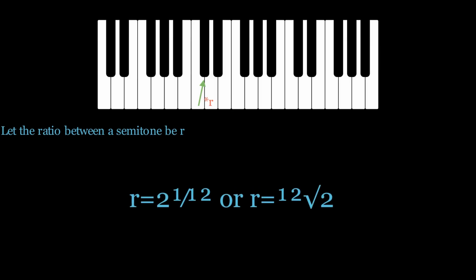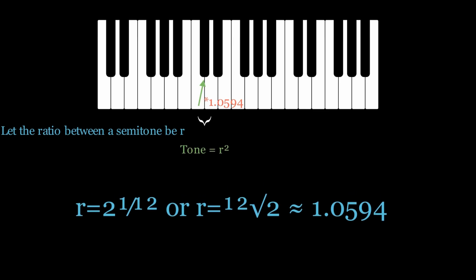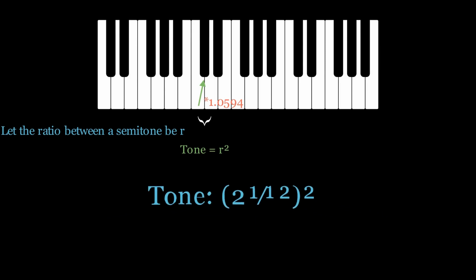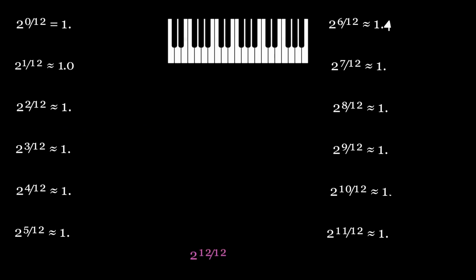The ratio for a semitone is 2 to the power of a 12th, which is estimated to 1.0594. A tone is essentially doing a semitone twice. Therefore, the ratio of frequency for a tone should be R times R, or R squared. That results in 2 to the power of 2 over 12, which is estimated to 1.1225. That's how we get the number.